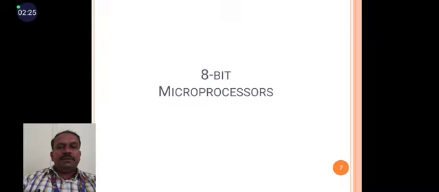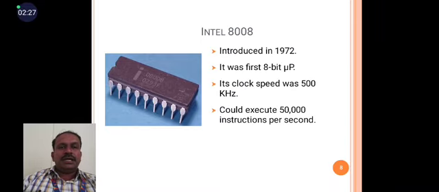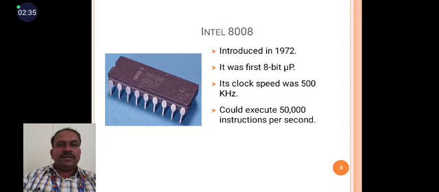Next we move on to the 8-bit microprocessor. The first version is the Intel 8008. It was introduced in 1972. It was the first 8-bit microprocessor. Its clock speed was 500 kHz. It could execute 50,000 instructions per second.